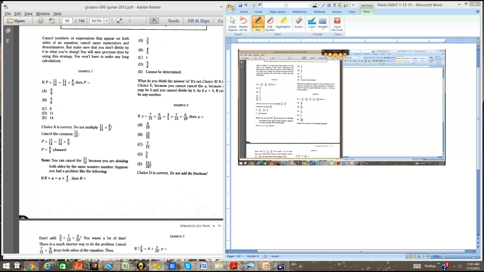Bigger? Is it big enough, or should I make the screen bigger? No, I can see. Okay, perfect.